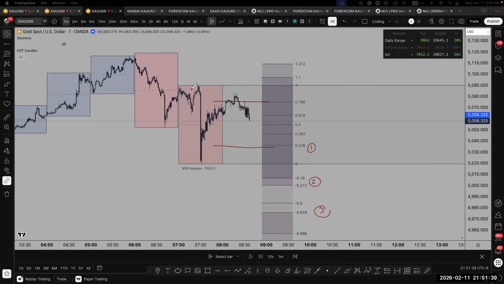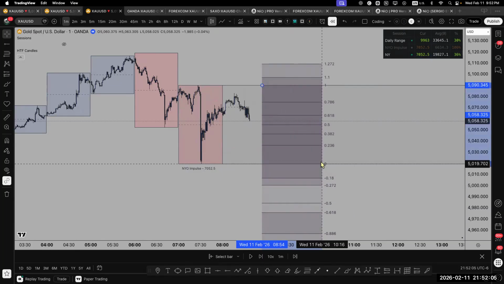But we want something like, there's the impulse, there's the correction. We got to the 78%, and we want it to hit 23, and then sell, and then return, and then sell, and then do that. That's what I was looking for today. So remember this was that wick that we were unable to go below.